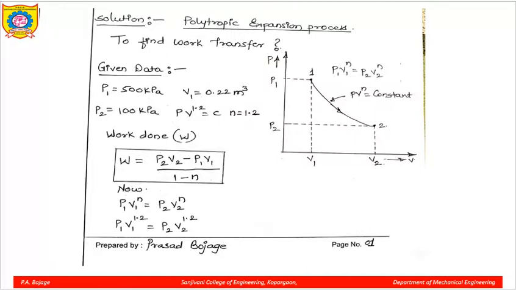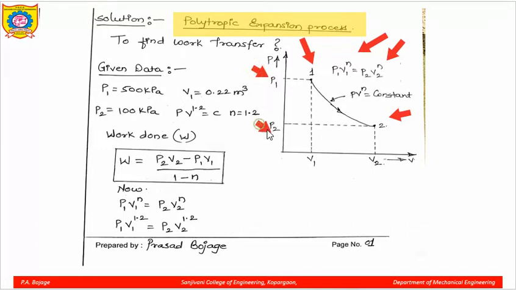Now, in this numerical, the process is a polytropic process. So, polytropic process is given by the equation P1 V1 raised to n is equal to P2 V2 raised to n, and that process is shown in this diagram from point 1 to point 2. Here is P1 pressure, final pressure P2, initial volume V1 and final volume V2. So, we have to find out the work done or work transfer.